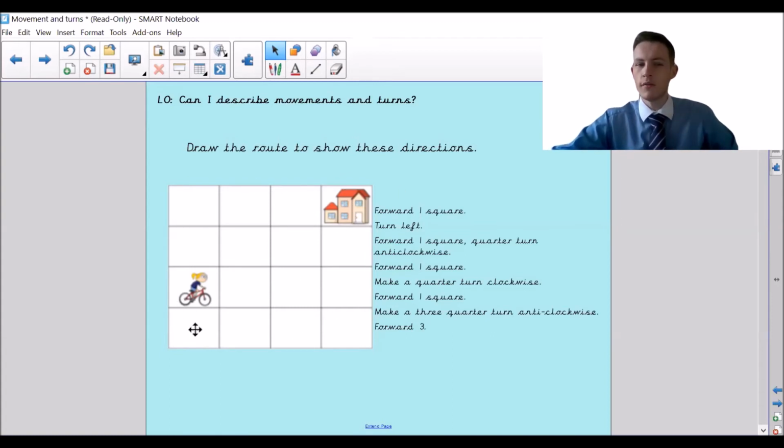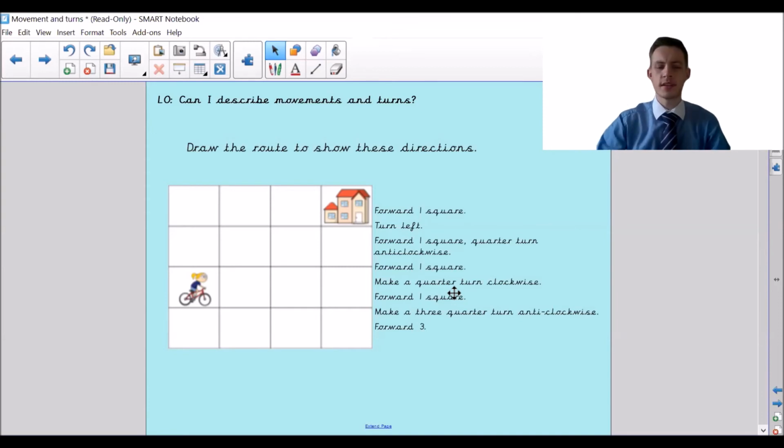So the instructions are forward 1 square, turn left, forward 1 square, quarter turn anti-clockwise, forward 1 square, make a quarter turn clockwise, forward 1 square, make a 3/4 turn anti-clockwise, forward 3 squares.